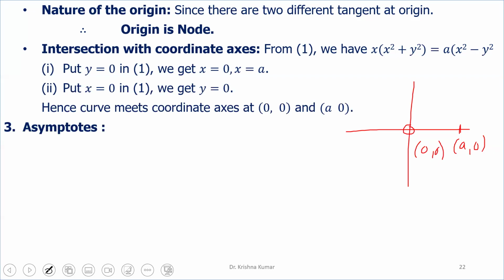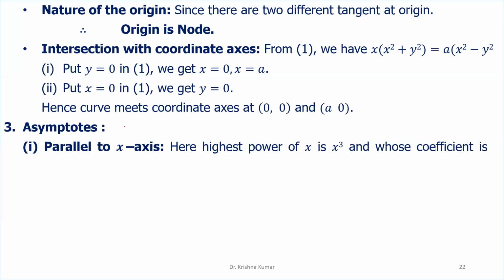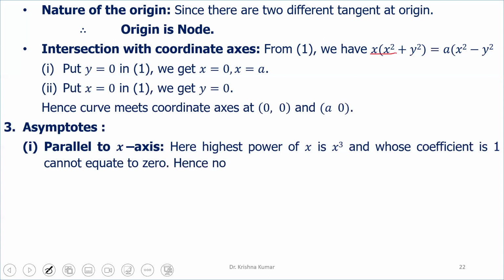Now let us come to the next point, asymptotes. What is an asymptote? An asymptote is a straight line which is at a finite distance from the given curve but touches it at infinity. So now let us find the asymptotes parallel to the x-axis. Here the highest power of x is x cube, whose coefficient is 1, which cannot be equal to 0, hence no asymptotes parallel to the x-axis.